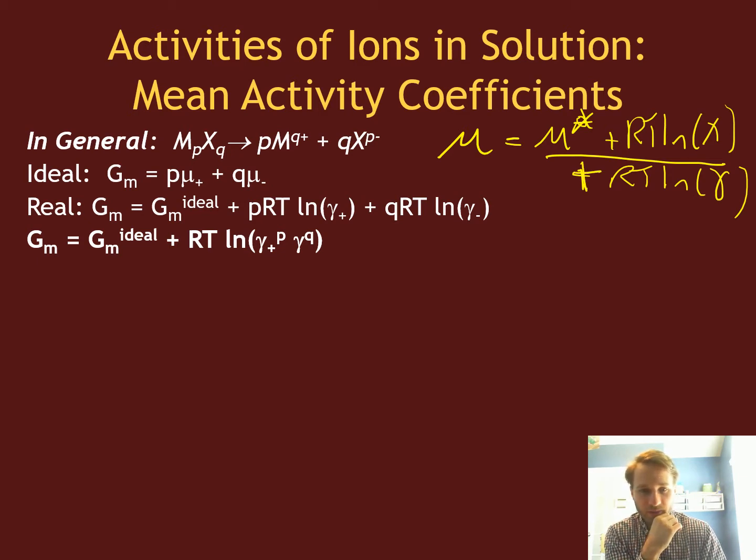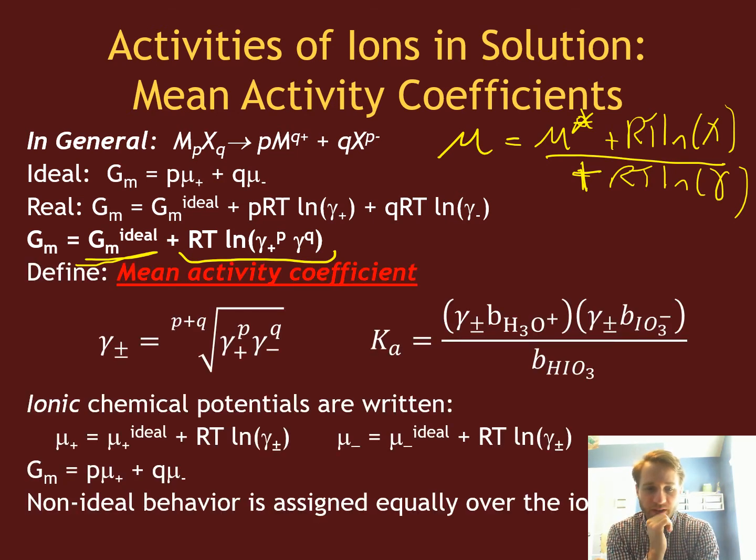So that's kind of what we have here. The Gibbs free energy for a solution that contains ions is related to the ideal Gibbs energy plus this correction, RT ln gamma for the cation and the anion, those activity coefficients. What we're going to define is the mean activity coefficient, which is the p plus q root of the product of the cation and anion activity coefficients.